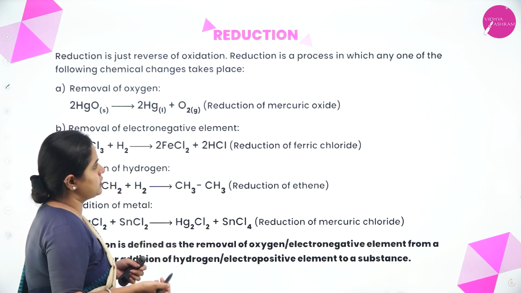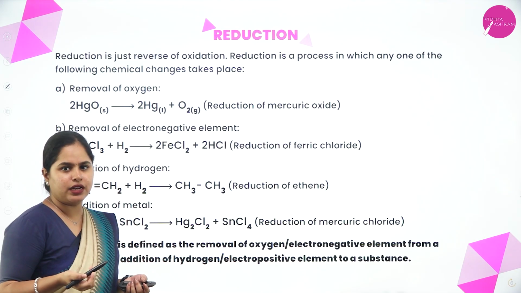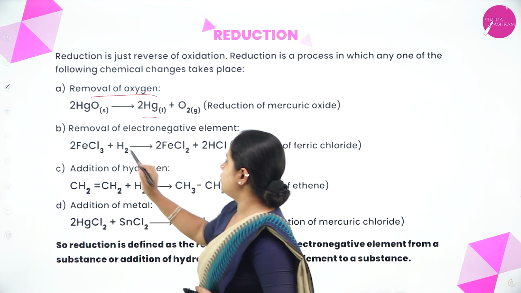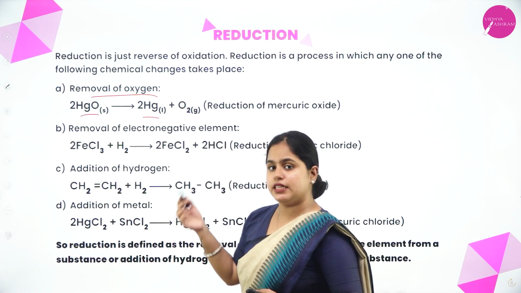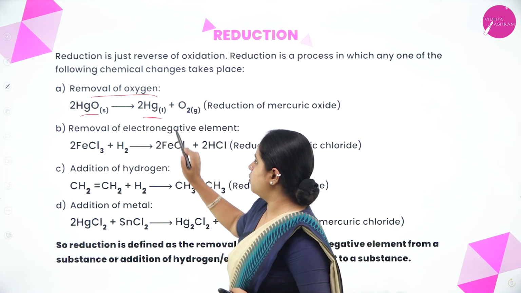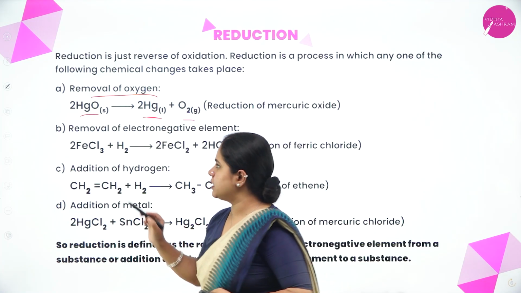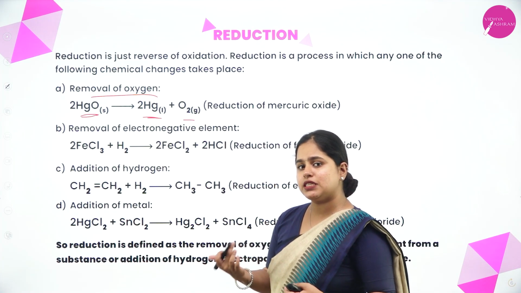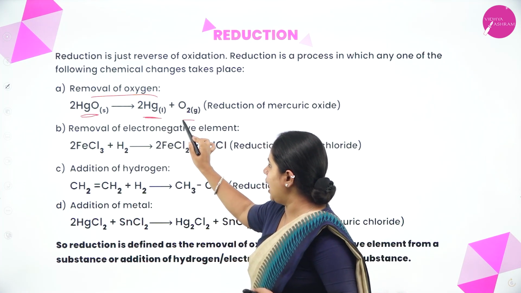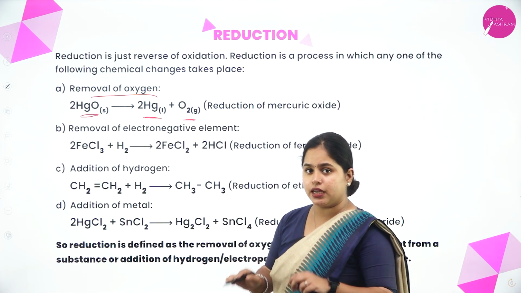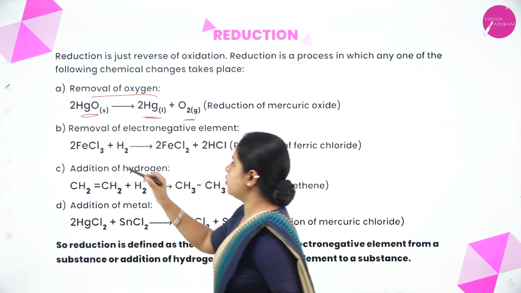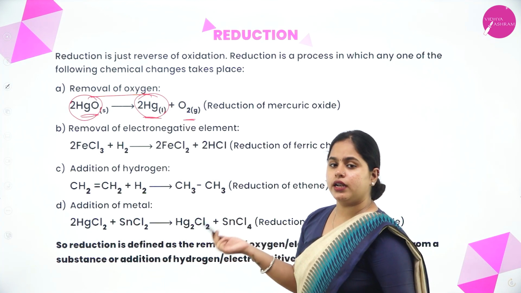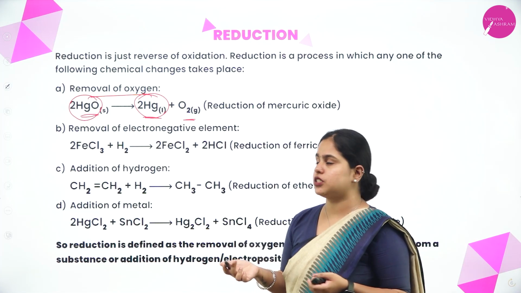So reduction is a process in which any one of the following reactions will take place. Let's see. First one is removal of oxygen. The first example you can see is mercuric oxide, which dissociates into mercury and oxygen. You can see it is HgO, right? After dissociation, you can see the Hg and O2 here. So what is happening here? There is a removal of oxygen. It was with oxygen and here the oxygen is being removed, right? So there is reduction of mercury which is taking place.